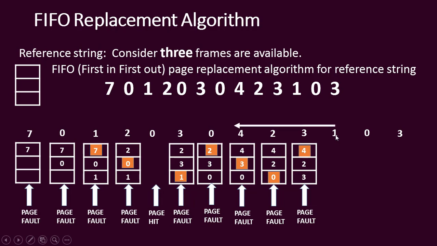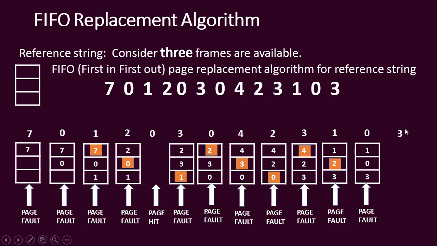Next we have to put 1. Out of 4, 2, 3, 4 is the oldest page, right? Hence it will be replaced by 1. Now consider the next page, that is 0. Again if we look to the left, out of 1, 2 and 3, 2 is the oldest page, so it will be replaced by 0. Now the last desired page, as we can see in the buffer, 3 is already present, hence a page hit will occur.